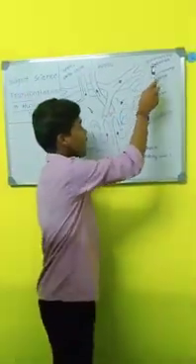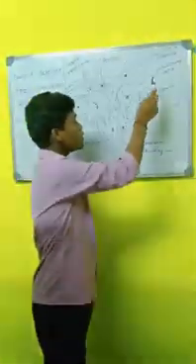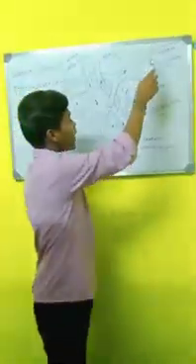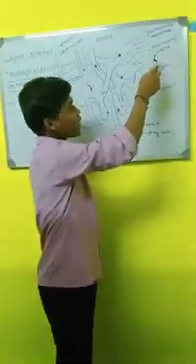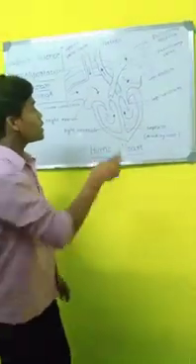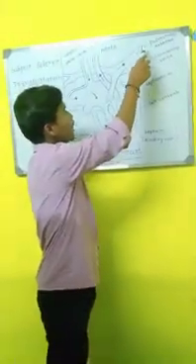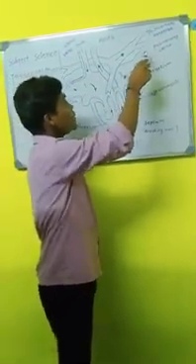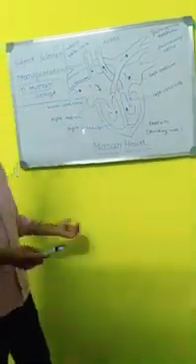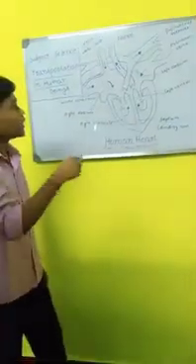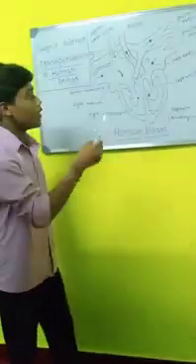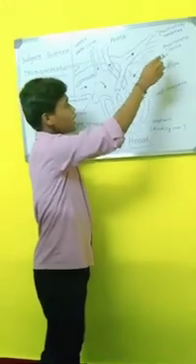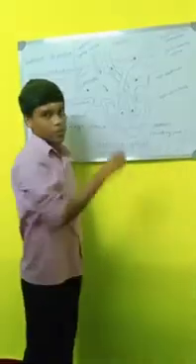Arteries have thick elastic walls. Veins have thin walls. Arteries do not have valves. Veins have valves. Valves help both the tubes, both the arteries and veins, so that the blood does not flow backwards. Valves help the veins to move the blood upwards.